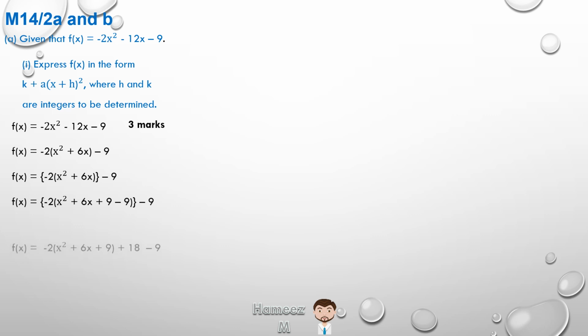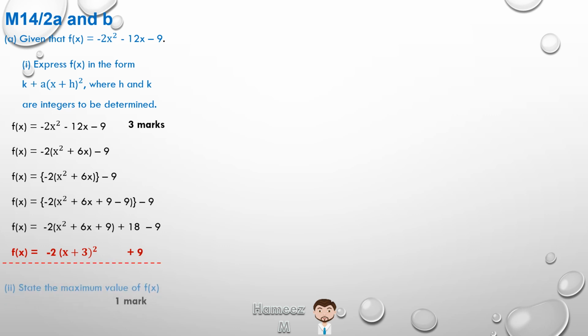So if we take the first three terms, so minus 2, x squared plus 6x plus 9, and we move the minus 9 outside, so the minus 9 by minus 2 is plus 18 minus 9. Then we're about to solve. So we have minus 2, and x squared plus 6x plus 9 is really x plus 3 squared, plus 18 minus 9 is plus 9. And if you're getting problems with that, then you could go factorize x squared plus 6x plus 9 and you'll end up with x plus 3 by x plus 3.